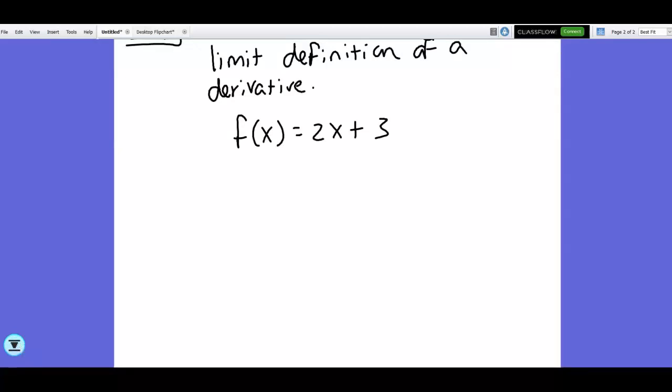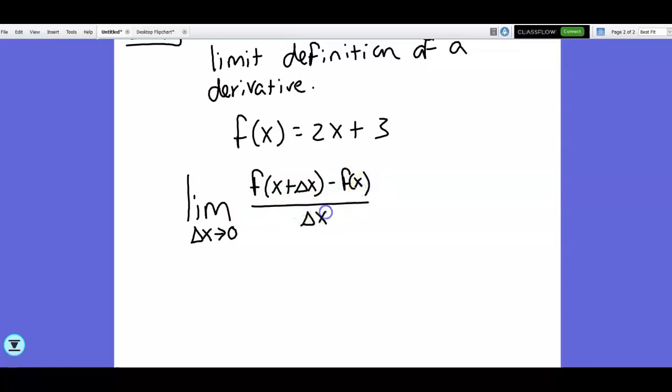So if I want to use the limit definition of a derivative, that means they're asking me to find the limit of my average rate of change, also known as the difference quotient, as delta x approaches 0, thereby resulting in the slope of a tangent line, which is also known as the derivative. Okay? So we're going to use that little formula there to get our answer.